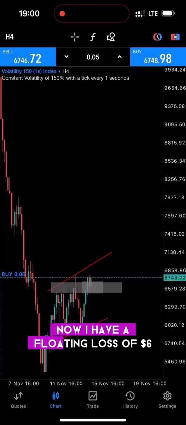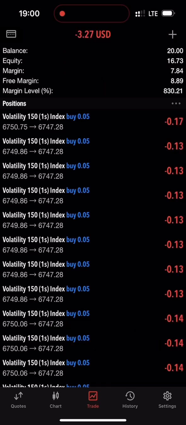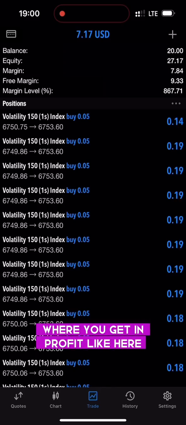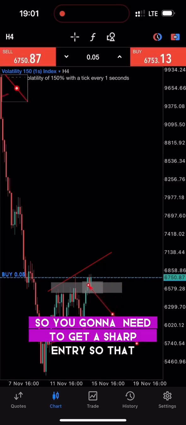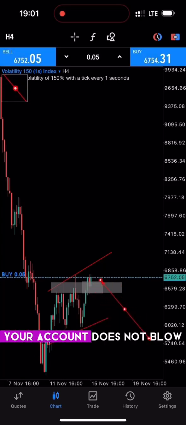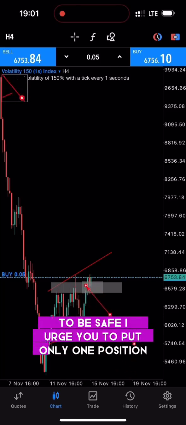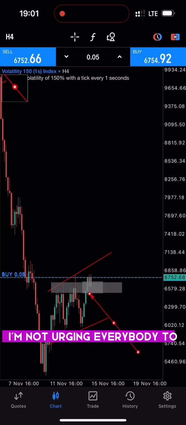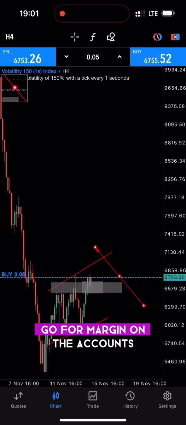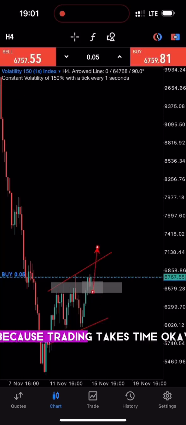Now I have a floating loss of $6, but it's okay. We will get in profit like here, just like that. So you're going to need to get a sharp entry so that your account does not blow. To be safe, I urge you to put only one position. Don't try to follow me here. I'm not urging everybody to go full margin on their accounts. I urge you to go as slow as possible because trading takes time.